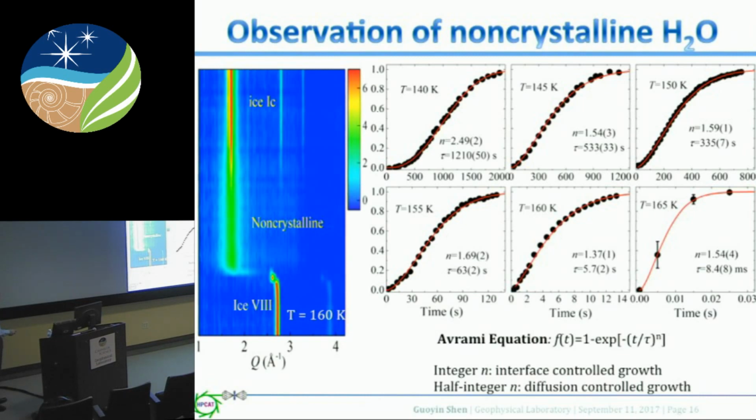This index number is well documented: if N is an integer, the growth mechanism is more interface controlled, and if it is a half integer, it is more diffusion controlled growth. As we can see, the N number that we obtained from all these temperatures is more or less close to a half integer. So this gives us some indication that this non-crystalline phase may indeed be a metastable liquid.